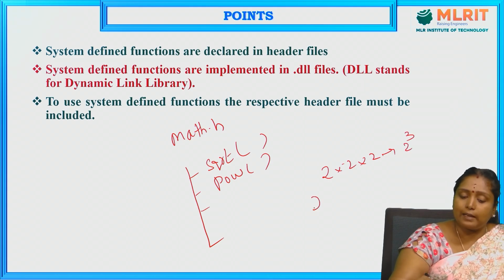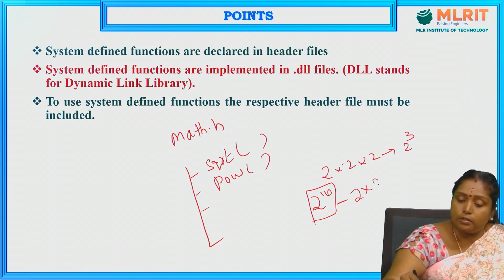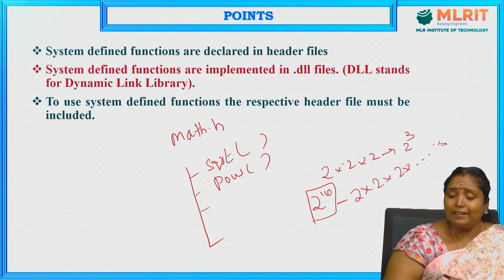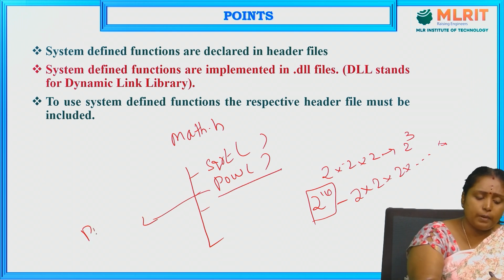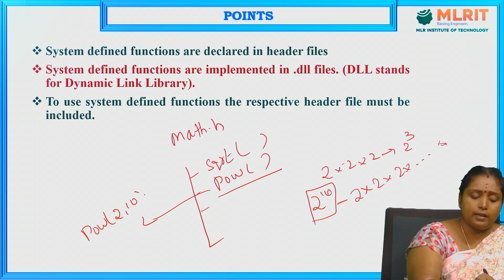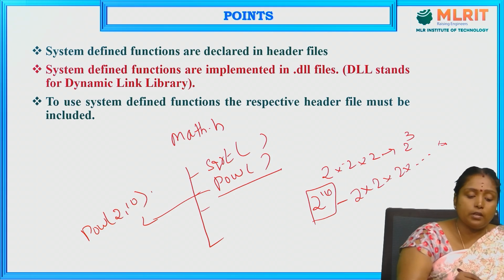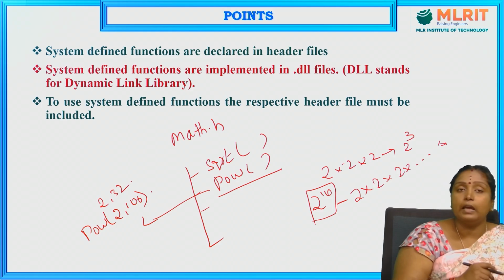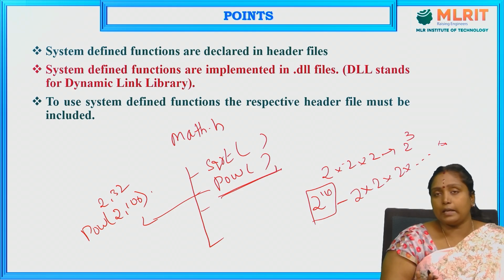If I want to calculate 2 power 10, should I give it like this? I can't do that in C programming, right? So I would have to give 2 into 2 into 2, and so on up to 10 times. Instead, I can directly use the power function, power of 2 comma 10. It will return the 2 power 10 value. I can give anything like this, and it will calculate. This function is already defined in the math.h header file.